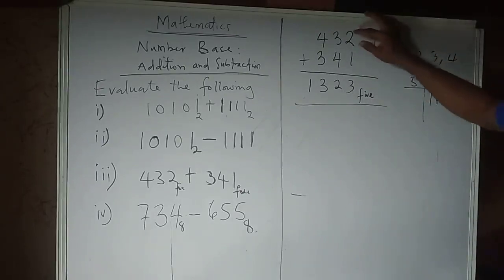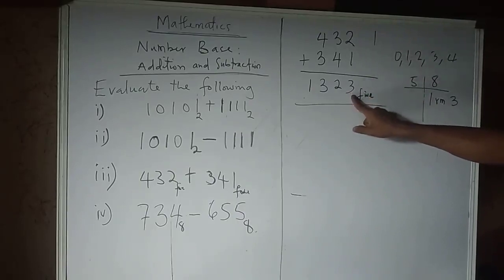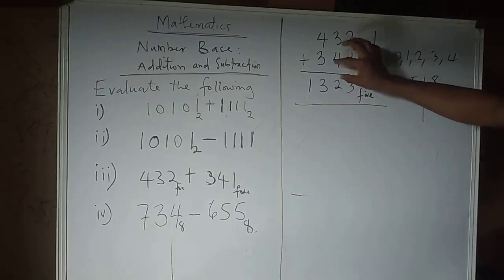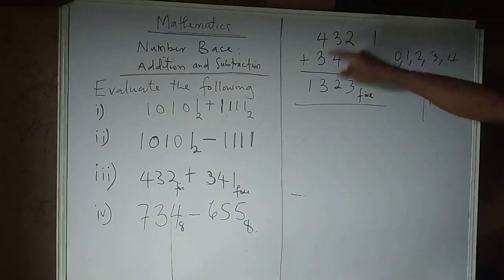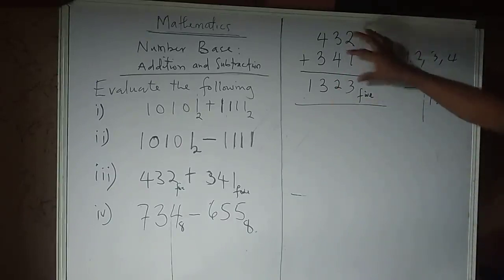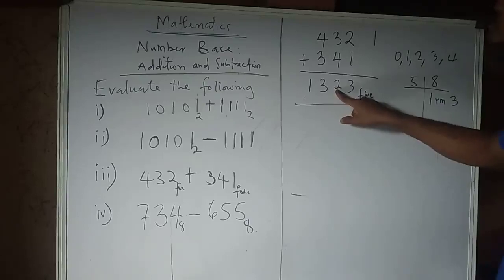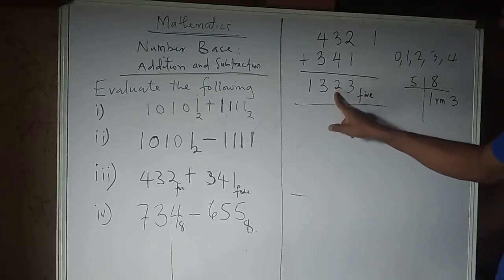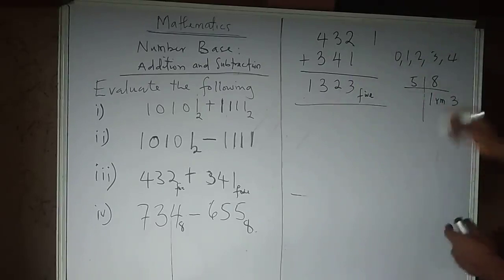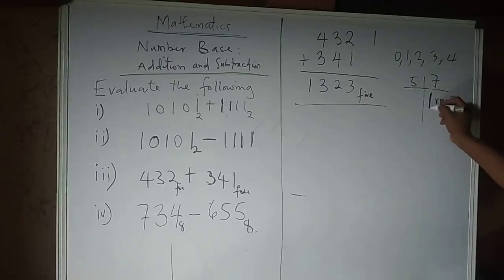Let me take it again. 2 plus 1 is what? 3, right? 2 plus 1 is 3. Then that's done. 3 plus 4 is 7. But 7 is not allowed in base 5, so we have to convert 7 to base 5. 7 in base 5 will become 2, remaining 1. Remember when we divided 7 in base 5, 7 divided by 5 was 1.